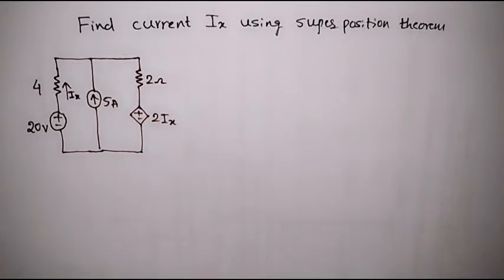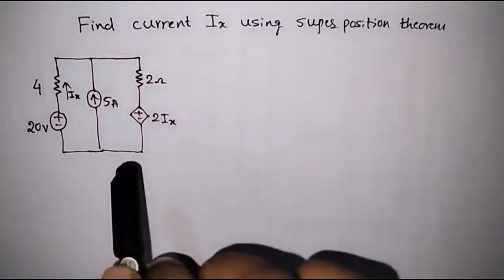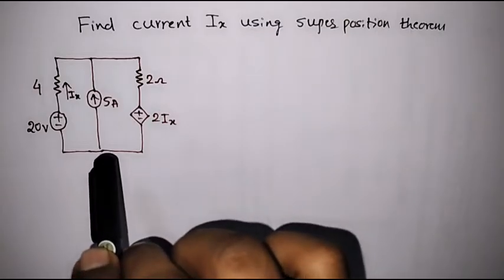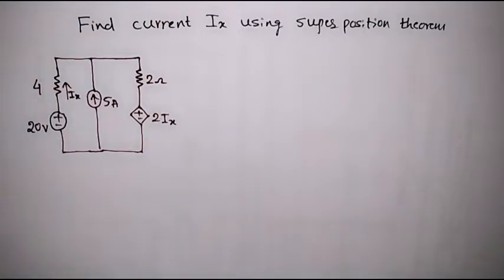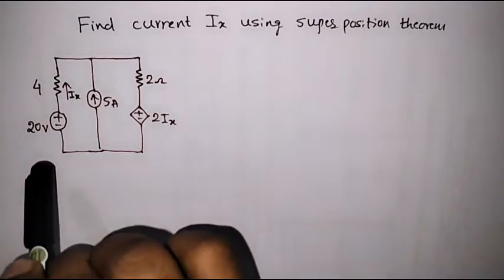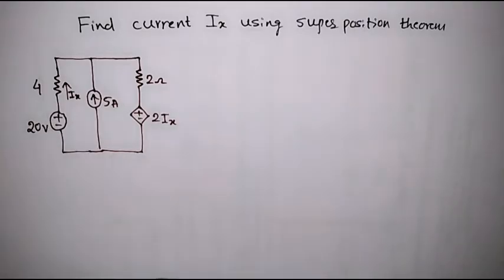Let's take one example on superposition theorem. Find current Ix using superposition theorem. This is the given circuit. Here Ix is the current which flows through 4 ohm resistor. In this circuit we are having one dependent source and two independent sources.